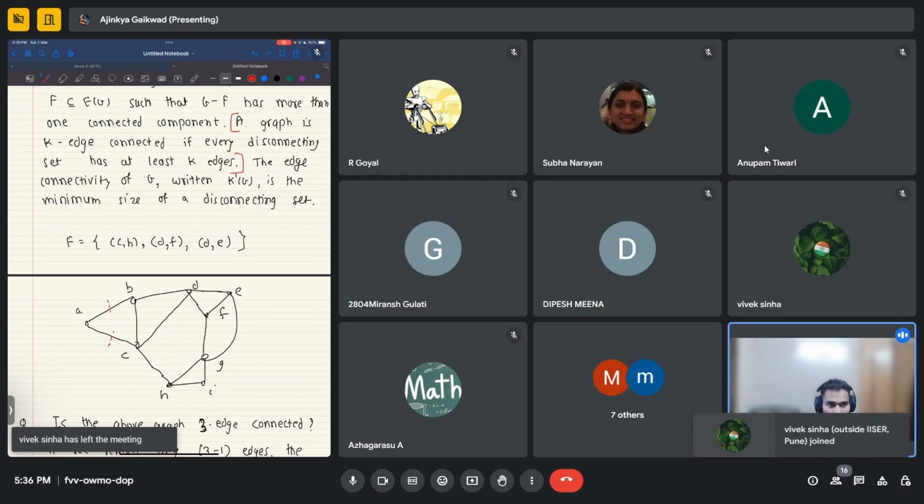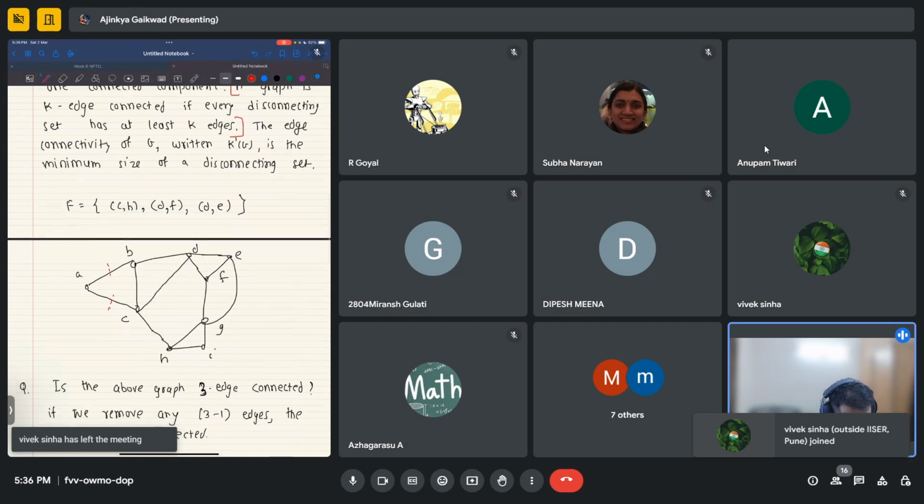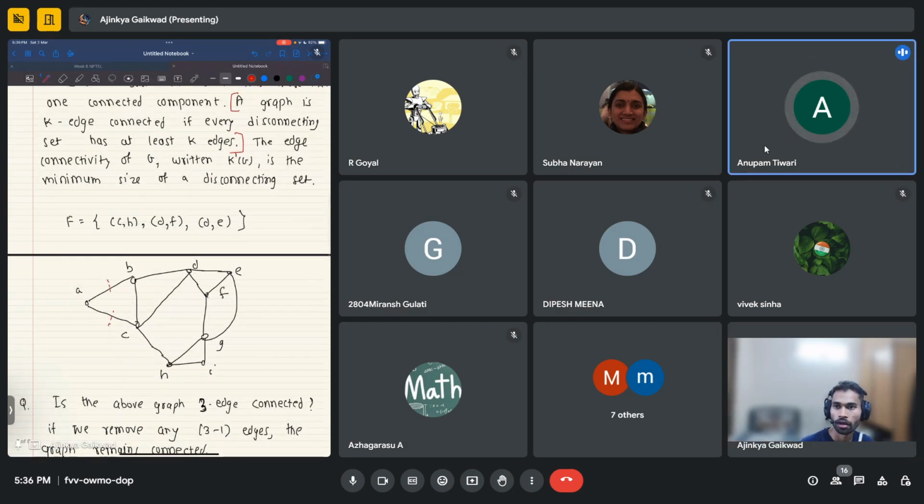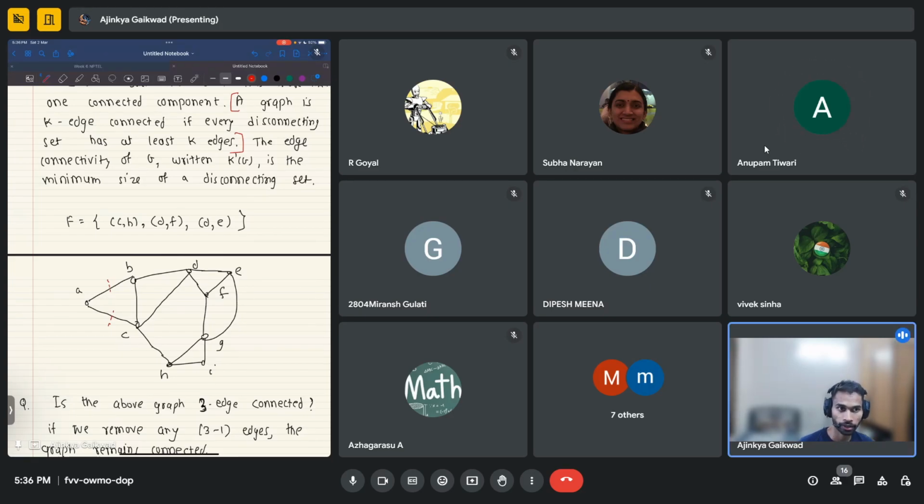But anyways, this is the same thing. Let me make it simple. If we say a graph is k edge connected, can we remove k minus 1 edges and still it is connected? Then it is true. Yes, that is what I'm saying. If you remove any k minus 1 edges, not any specific, or even fewer, and the graph still remains connected, then I will say the graph is k edge connected.